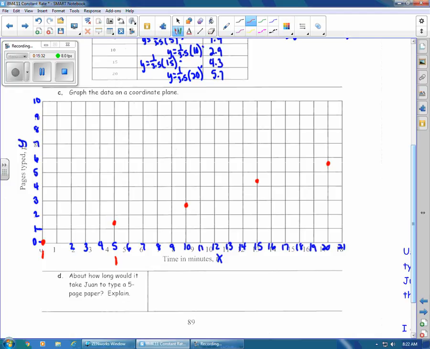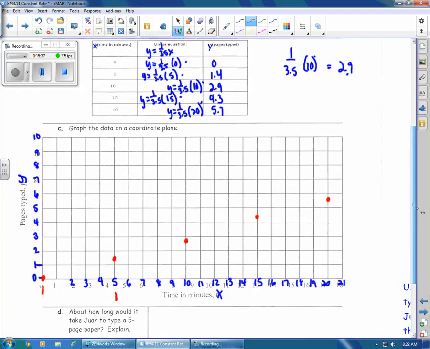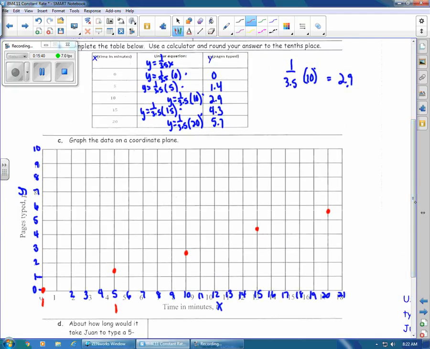Now part D says, about how long would it take Juan to type a 5-page paper? So let's come back up top here and look at the pages that are on the right. If you look, it takes Juan 15 minutes to type 4.3 pages, and it takes him 20 minutes to type 5.7 pages. So at 5 pages, we're going to be between these two. So we need to look at the time on the other side. Between 4.3 and 5.7, somewhere between 15 and 20 minutes is how long it's going to take Juan to type 5 pages.